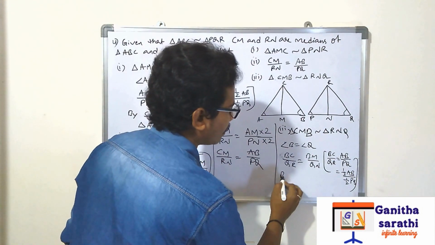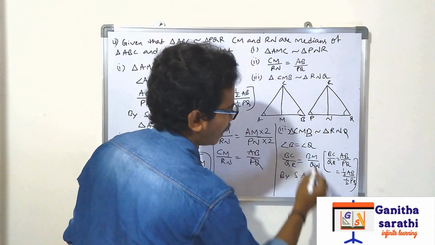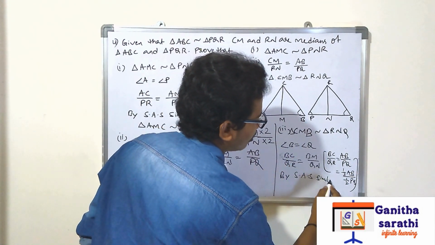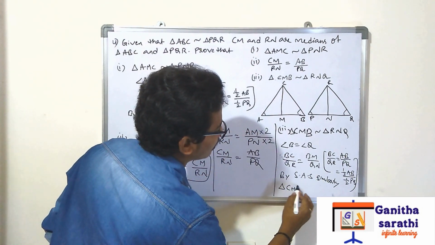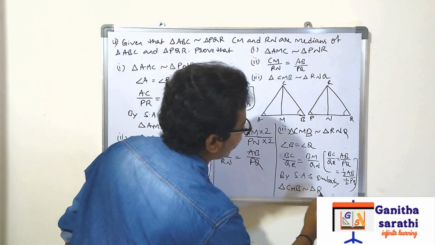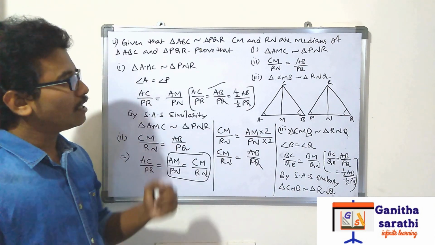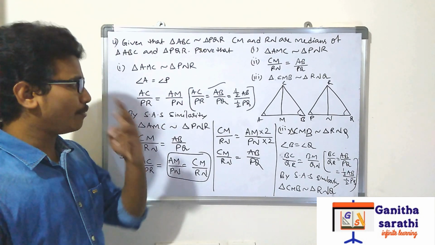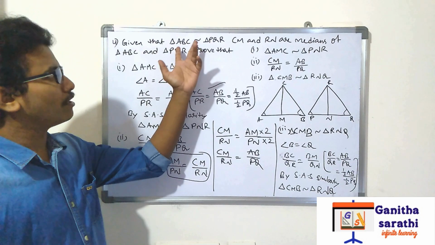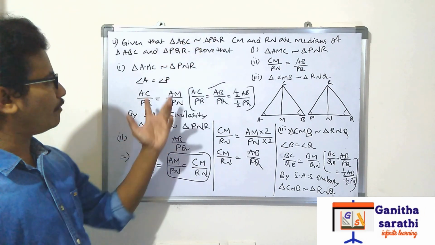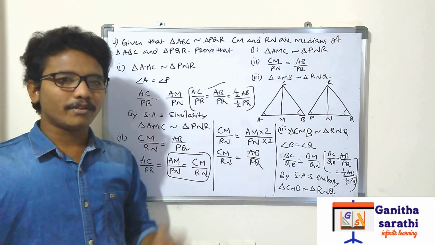So by side angle side similarity, two sides and one angle similarity, what can you write? Triangle CMB is similar to triangle RNQ. Understood all of you? This is the kind you should follow, and remember that whenever you are doing the proportion, first you see the condition. What condition is given, with that only we are proving all these things. Now let us move on to the last problem.